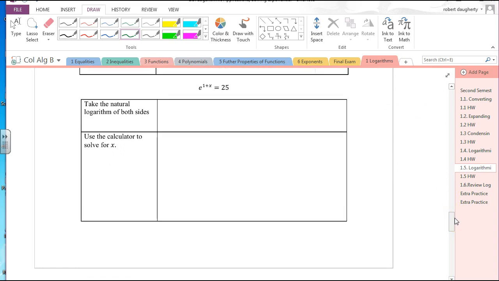e to the 1 plus x equal 25. I'm going to take the log, which base, on both sides? Log base what? Not 10. e, okay? I've got e to the 1 plus x. I need to take the log base e. Another word for log base e is what? Natural log. So I'm going to take the natural log of both sides. So this is the natural log of e to the x plus 1 equal the natural log of 25.